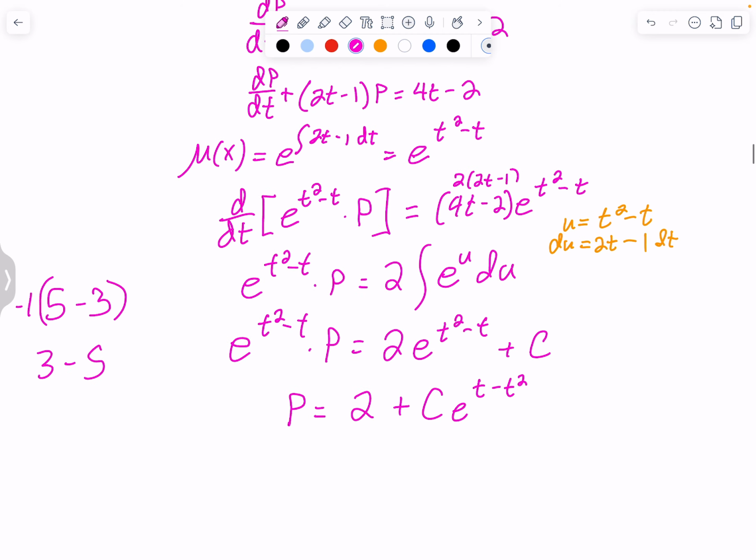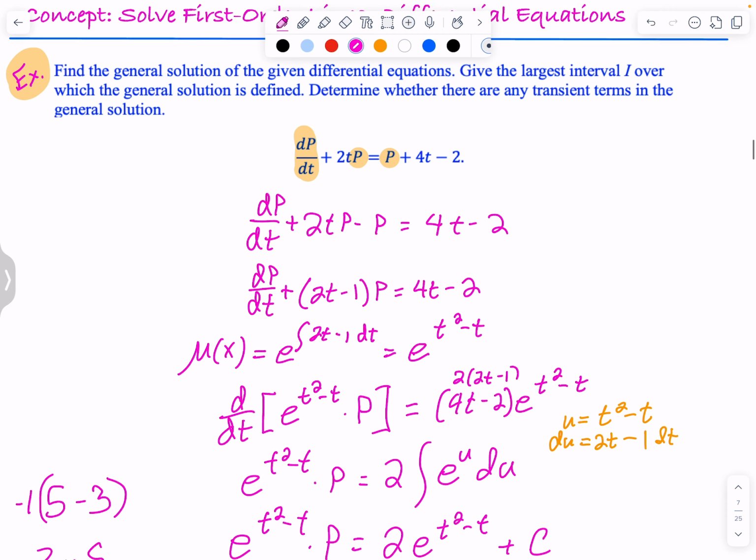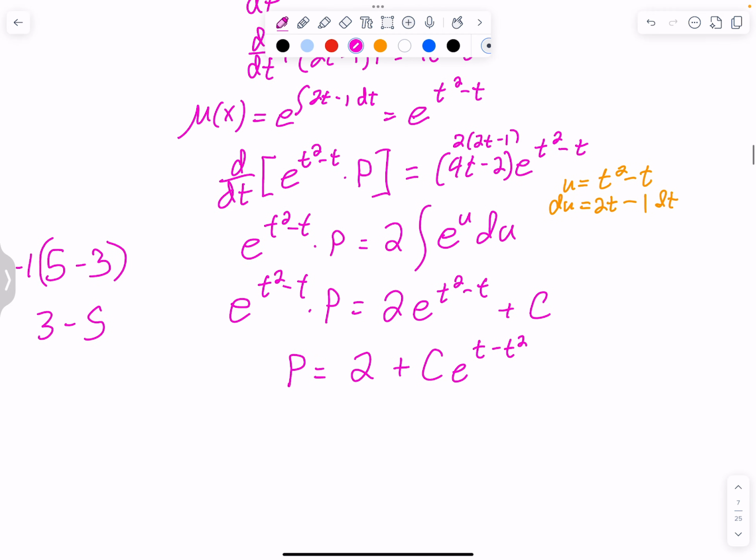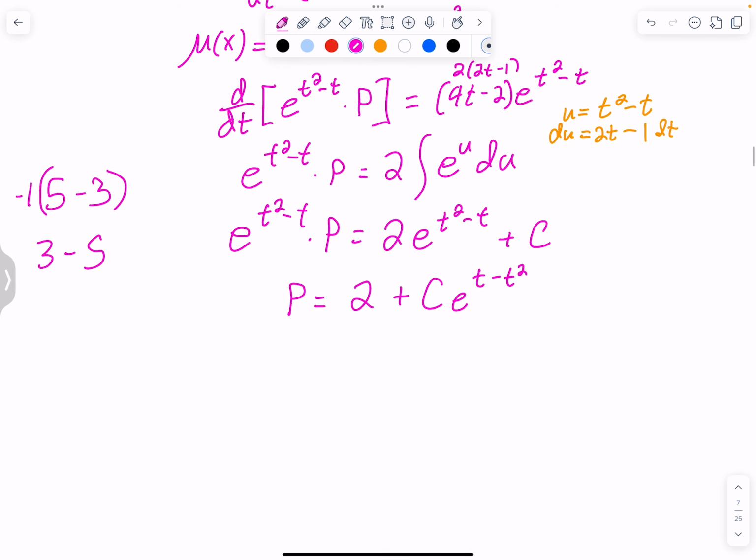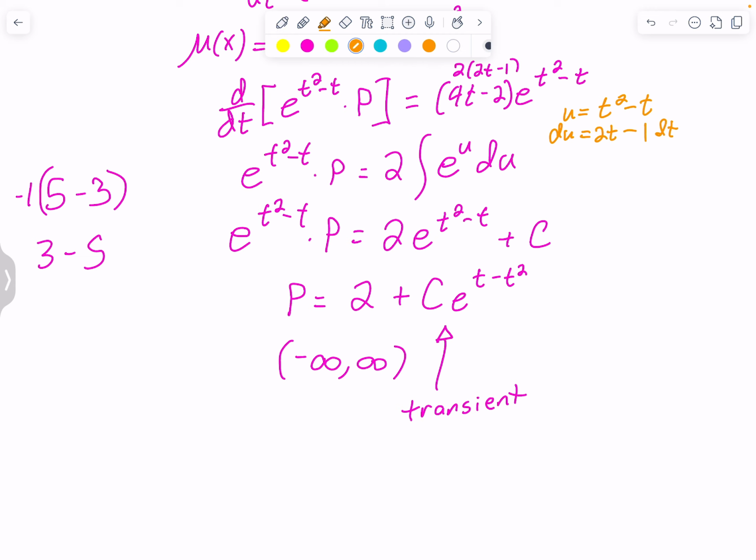All right, so there's my solution. This is defined, I believe, everywhere. I don't see any problems. We didn't divide really at all. So this is negative infinity to infinity. And then actually this term right there is transient. It may not be obvious, but if t gets bigger and bigger, that t squared gets much bigger than t, making that exponent a negative, which means it's on the bottom, getting bigger and bigger, meaning it's going to 0. So there is my solution with the interval and the transient term.